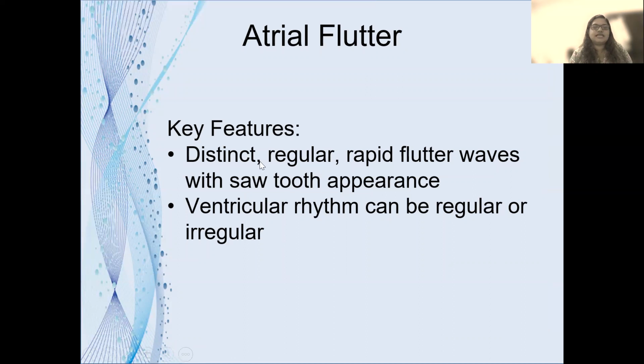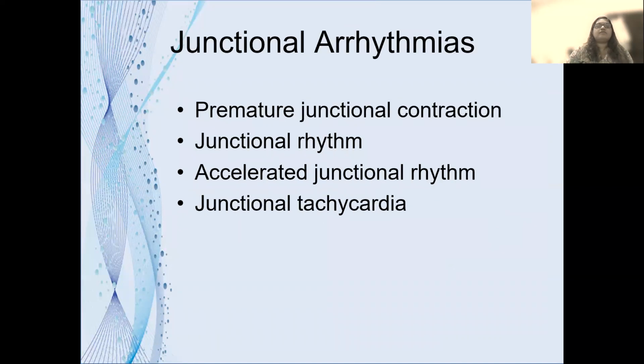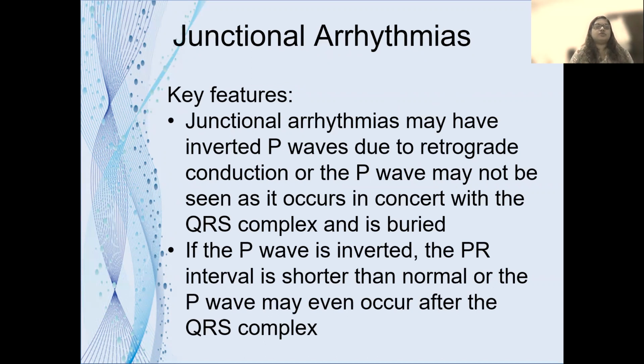So you have distinct regular rapid flutter waves with sawtooth appearance, and ventricular rhythm can be regular or irregular. Now coming to junctional arrhythmias. So premature junctional contraction can be there, junctional rhythm can be there, accelerated junctional rhythm, and junctional tachycardia. So what are the key features of junctional arrhythmias?